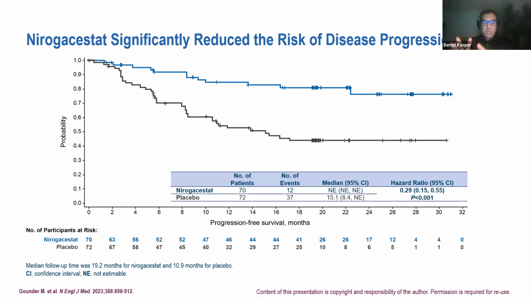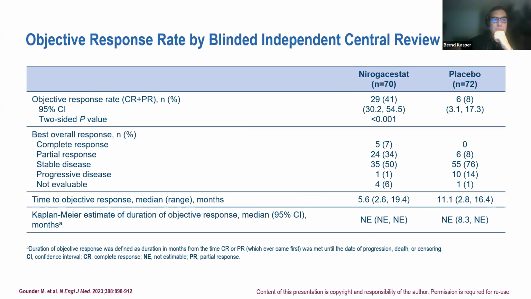So the median progression-free survival for the placebo group was around 15 months and was not even reached for nirogacestat because there were actually no events. If you go to the next slide, that shows the overall response rate, which we measured. That was 41% for nirogacestat and only 8% in the placebo arm, and there were 7% complete responses in the nirogacestat arm. What we also saw is that this drug obviously works quite fast, and the time to objective response was 5.6 months for the gamma secretase inhibitor and was almost doubled in the placebo arm with more than 11 months.